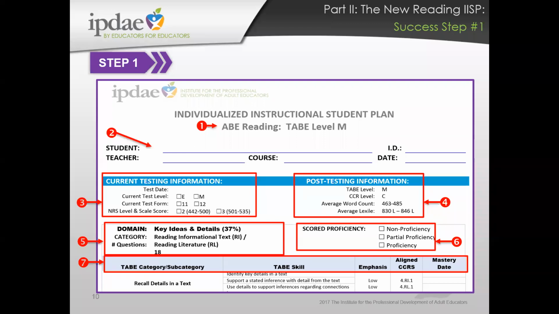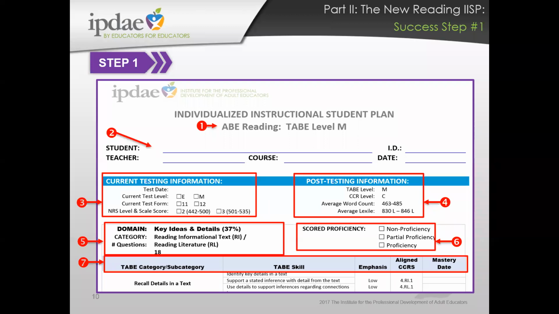Let's look at an example. Let's say you have a student who pre-tested on the reading level E test. And you know that the student will be post-testing on the level M test. So the student's IISP should be the one for the level M test.